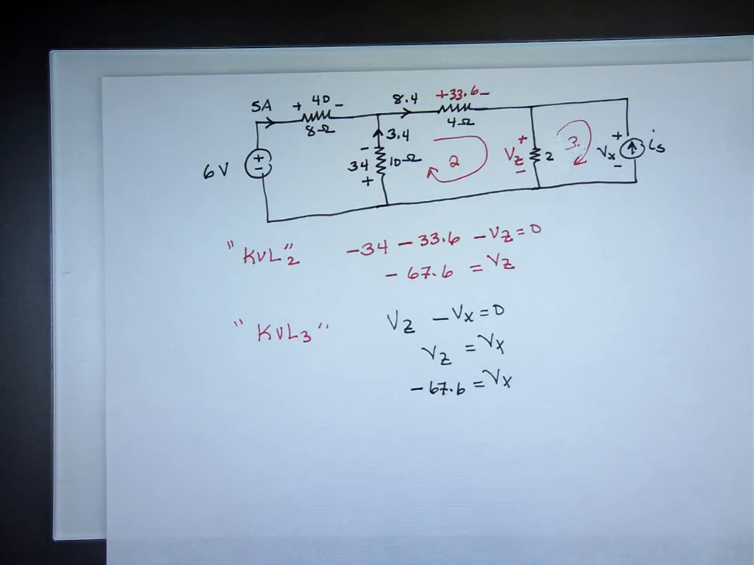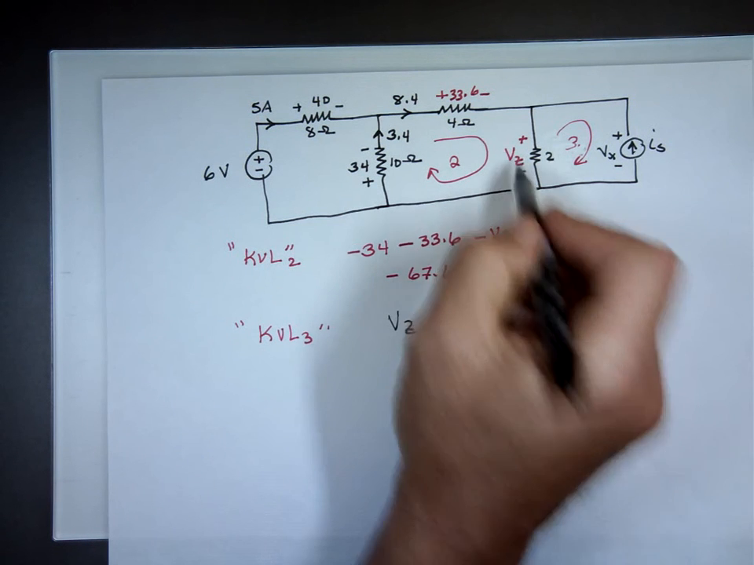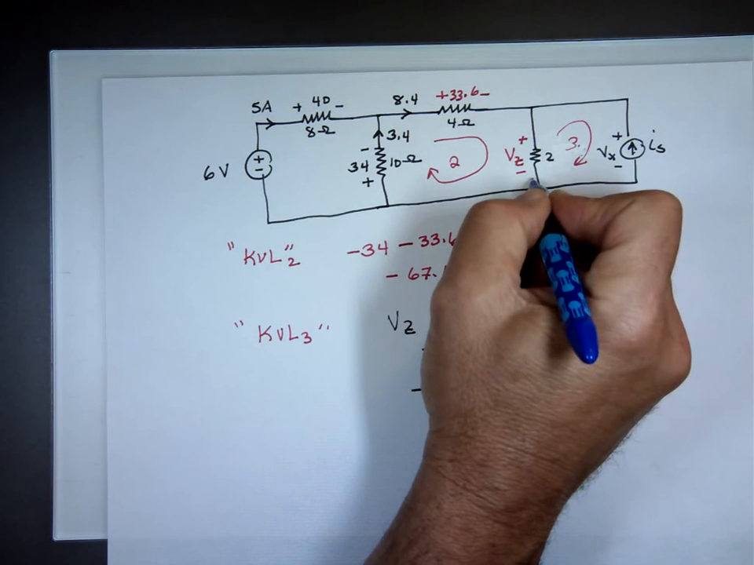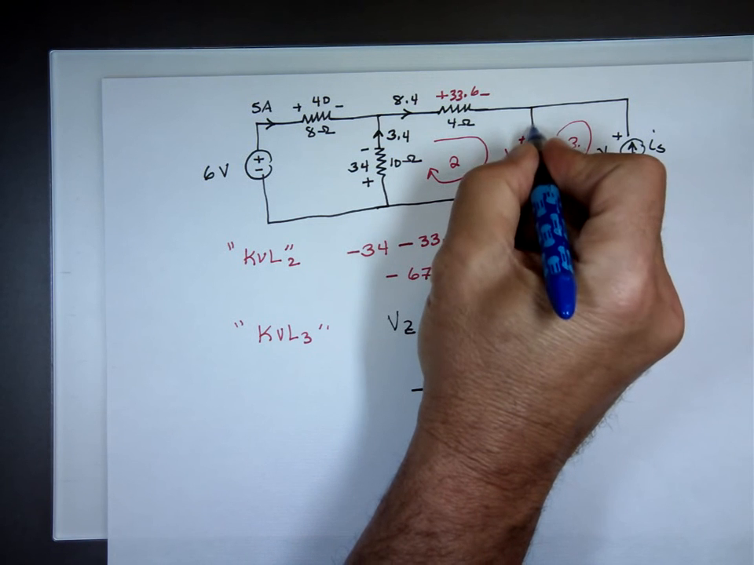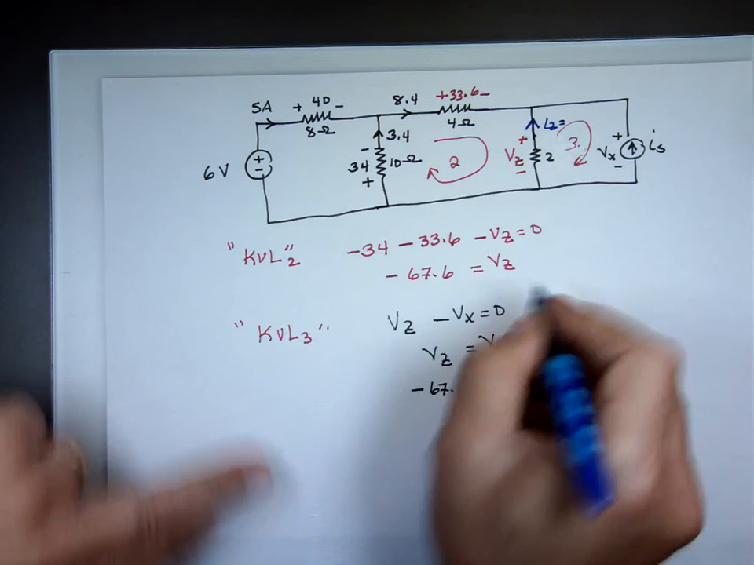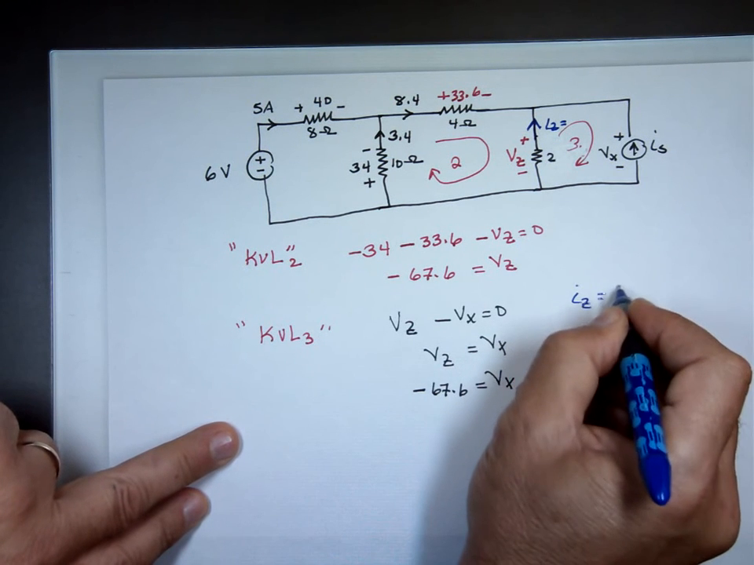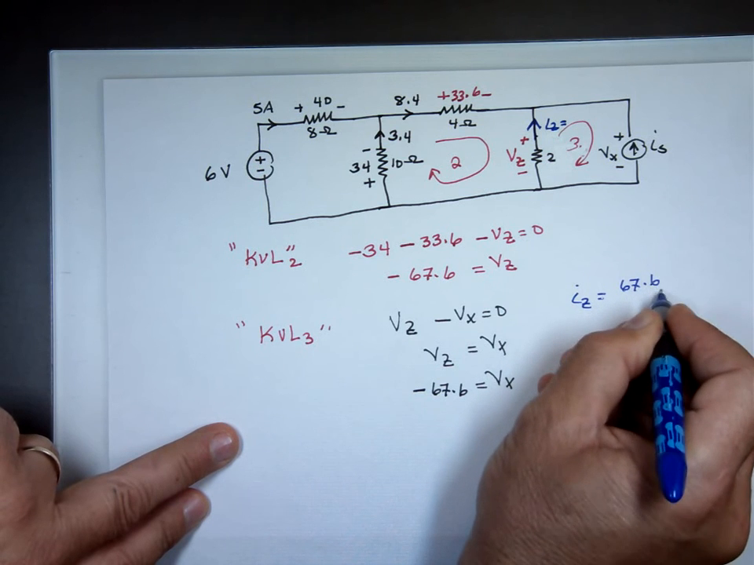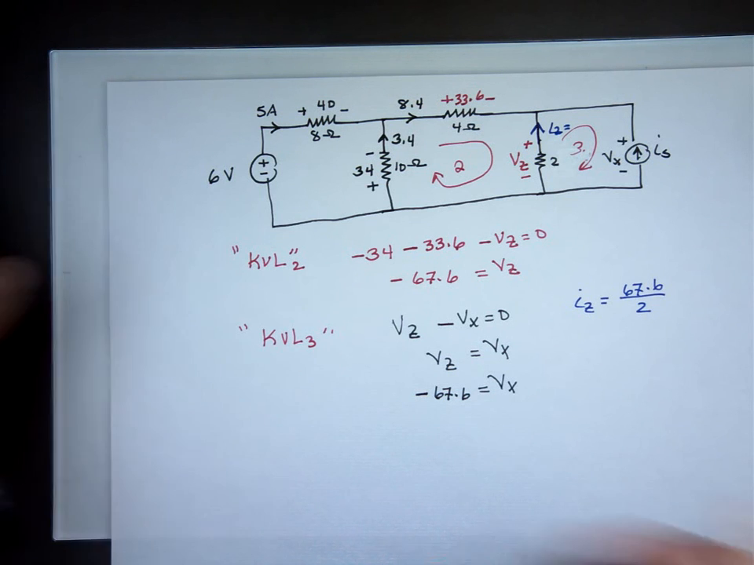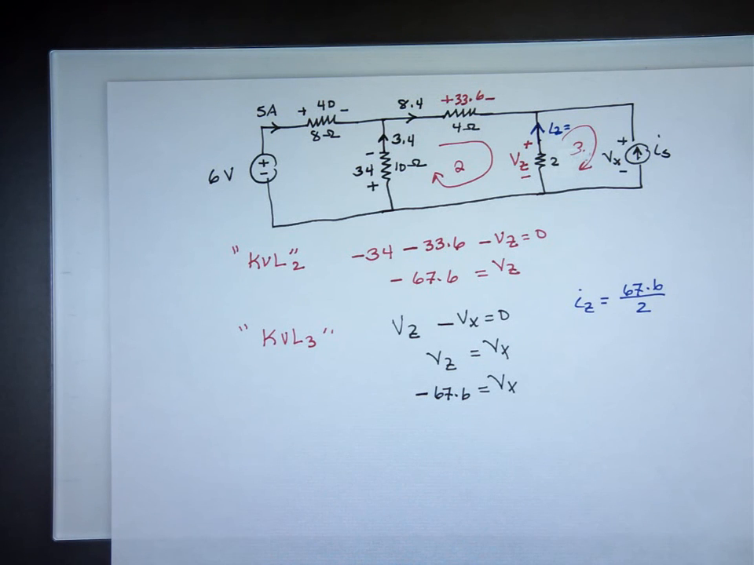We said this voltage is negative, right? That means there's current going which direction? Upward, because the plus is on this end and the minus on that end. The current has to be going upward. Can we get that current? I sub Z. 67.6, Ohm's law, voltage divided by the resistor, which is 2. V equals I times R. 67.6 divided by 2 is 33.8.